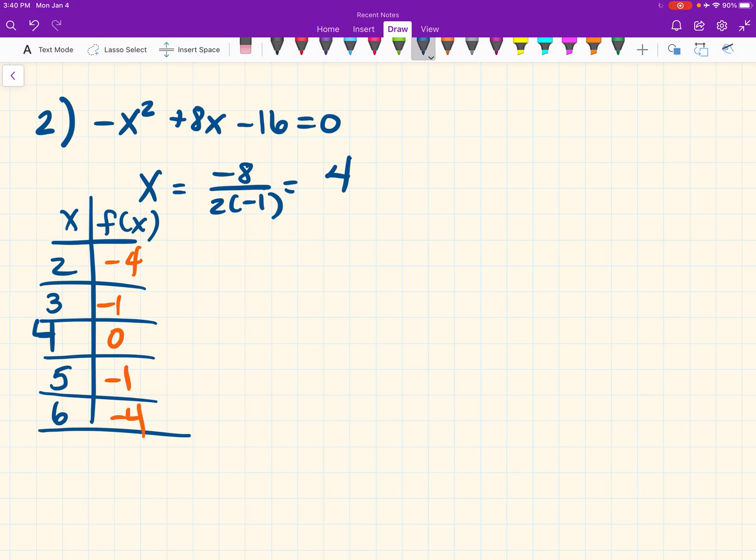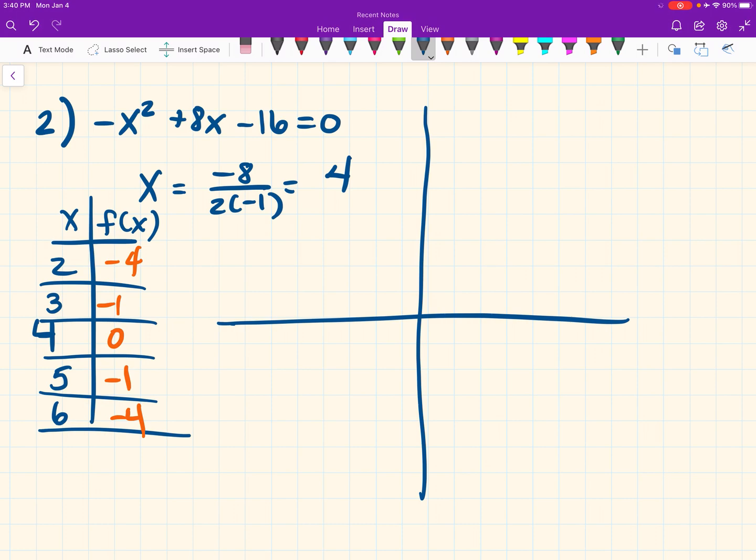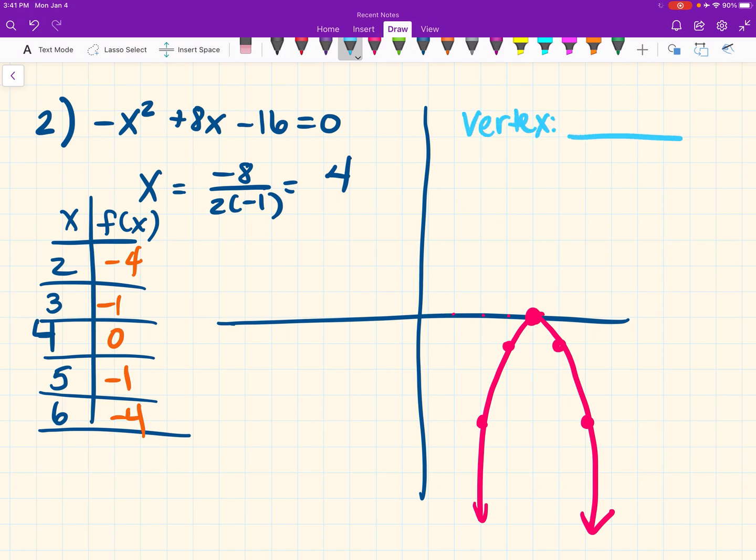And now I graph it. Again, you can look at the graph on your graphing calculator so you have an idea what it's going to look like. 4, 0; 3, negative 1; 5, negative 1; 2, negative 4; 6, negative 4. You can see how quickly these graphs come out because they're symmetrical and we're following the axis of symmetry. Okay? We answer our questions. The vertex, we already know because we figured it out from the axis of symmetry, is 4, 0.